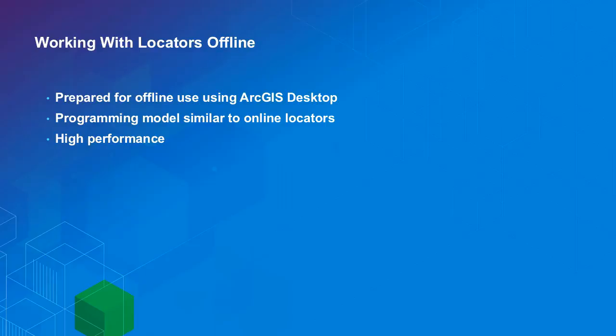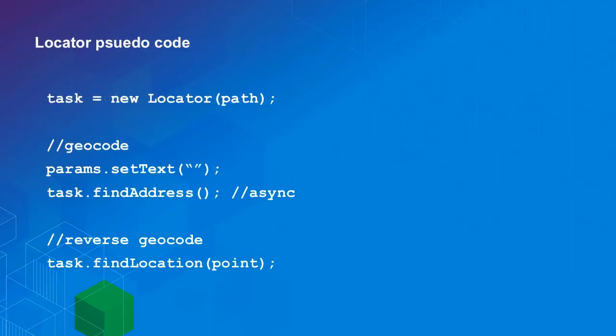The one thing you will notice, though, is because you're working with the data locally on the device and it's not making network requests every time you want to do a geocode or a reverse geocode, you get extremely high performance on the device. So here's the pseudocode for Locator. You create the locator. Instead of passing in a URL, you pass in a path to the file that has the locator on it on your device. You use a parameters object, which is how you pass information into that locator. So you want to find this particular address, and then you call find address. And that is the same code that you would call if you're on an online or offline locator.